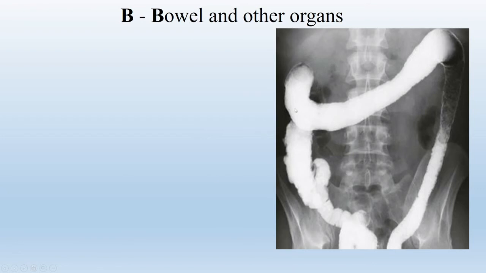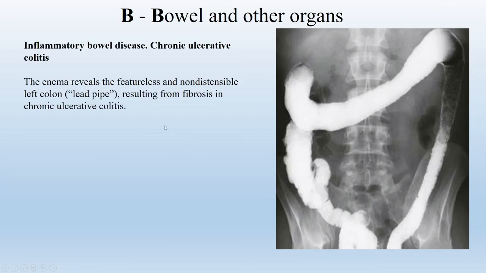This one is an X-ray with barium, abdominal X-ray, and again inflammatory bowel disease, chronic ulcerative colitis. The phenomenon that is seen here is called lead pipe sign, or featureless colon. No haustration here. It looks like a lead pipe. We're skipping in chronic ulcerative colitis.